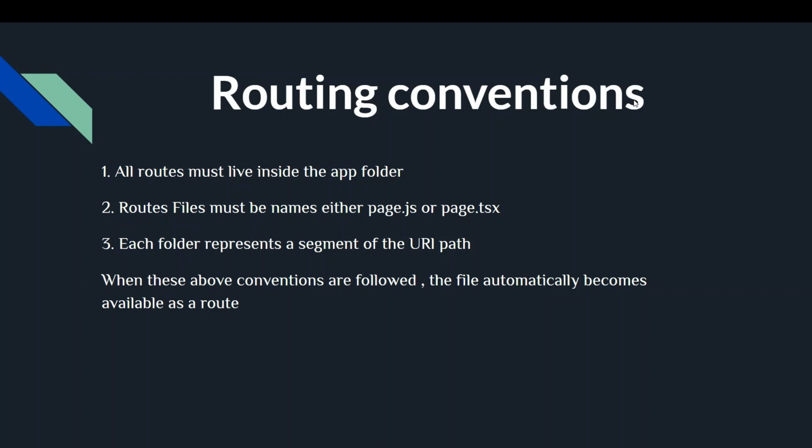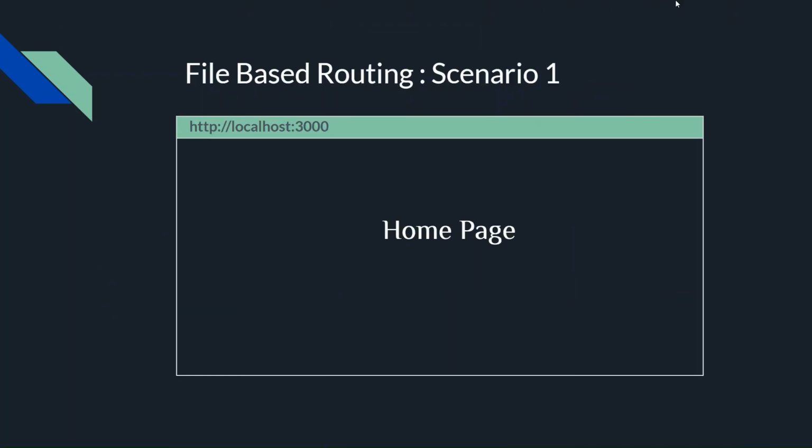So let's do it in a practical way. Let's move on to our Visual Studio Code. Now here you can see we can start creating the first route of our Next.js application. We have scenario 1, in which we reach localhost 3000 and need to see the home page. So let's start building with the help of Visual Studio Code.